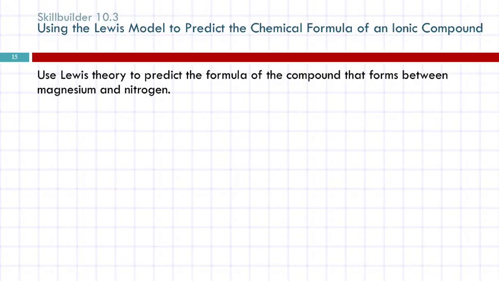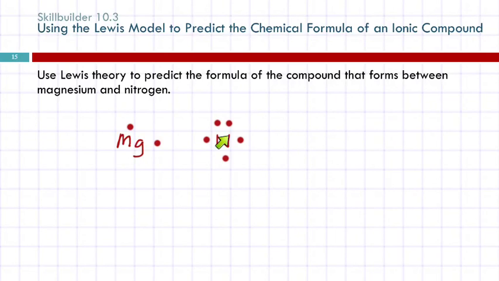So, use Lewis theory to predict the formula of the compound that forms between magnesium and nitrogen. We could do it from the periodic table, but that'd be no fun. Okay, so magnesium, how many valence electrons? 2. And nitrogen, how many valence electrons? 5. So what does magnesium want to do? It wants to lose those 2 extra electrons, right?